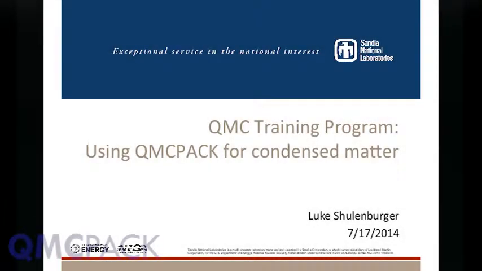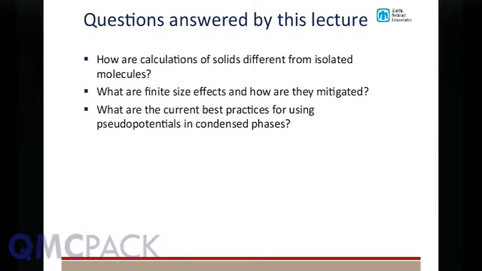We're going to be talking about using QMCPACK for condensed matter as opposed to the molecular sort of calculations that we've heard about yesterday from Miguel. The key things that we're going to try to get out of this are how calculations of solids, or any condensed system (it doesn't have to be purely periodic), are different from doing calculations on an isolated molecule.